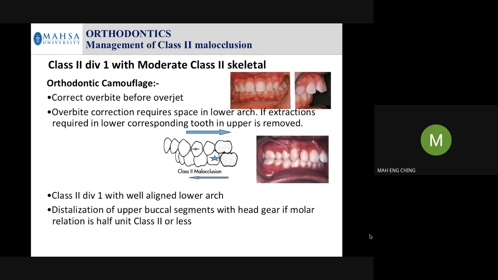Okay, look at the picture on the right side. If there is a deep overbite, your top teeth cannot come back because the bottom teeth are preventing the top teeth from coming back if you have a deep bite.